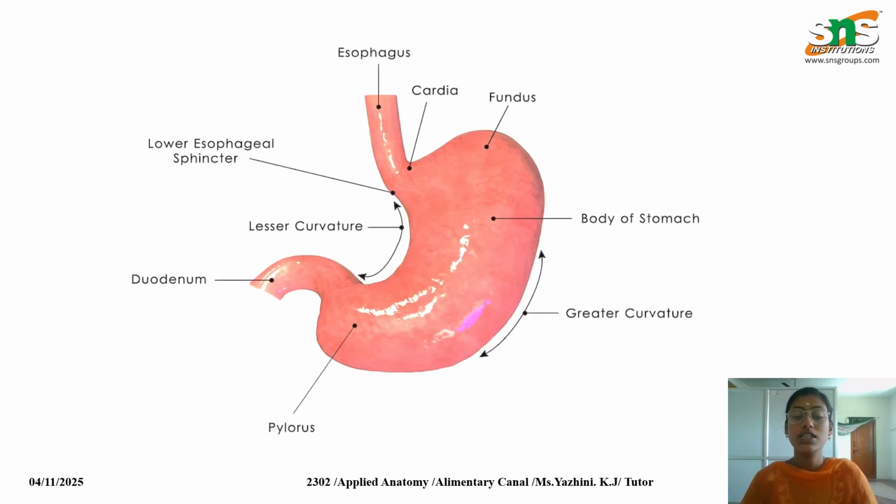In the previous picture, you can visualize the esophagus, the cardiac part, fundus and body of the stomach, the lesser curvature and greater curvature, and how it enters the duodenum. The lower esophageal sphincter is located where the cardiac part meets the esophagus. So it prevents food from entering back into the esophagus.